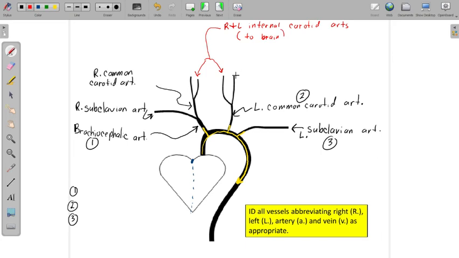And that leaves these as the external. So this would be the left external carotid artery. And this, of course, would be the right external carotid artery.